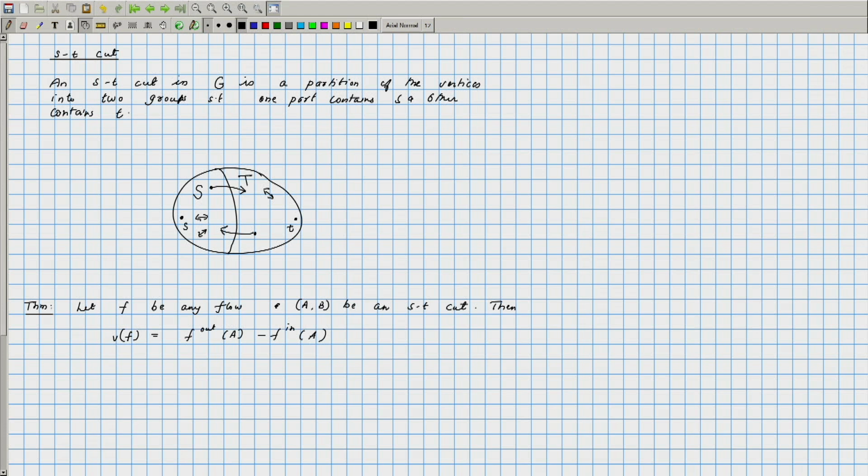Okay. The proof is very simple. It is basically putting all the definitions together. So, A is the set, it contains S. Okay. So, now we have all these outgoing edges, and what we want is the sum over all these outgoing edges, that will be our f out of A. Okay. So, outgoing edges we are marking in red, and incoming edges let us mark in green.